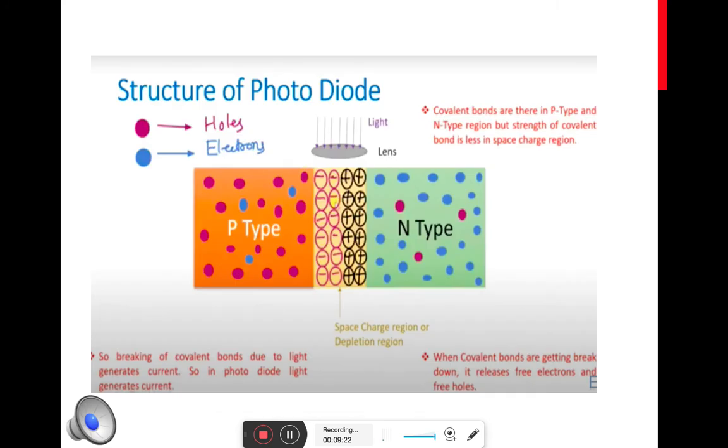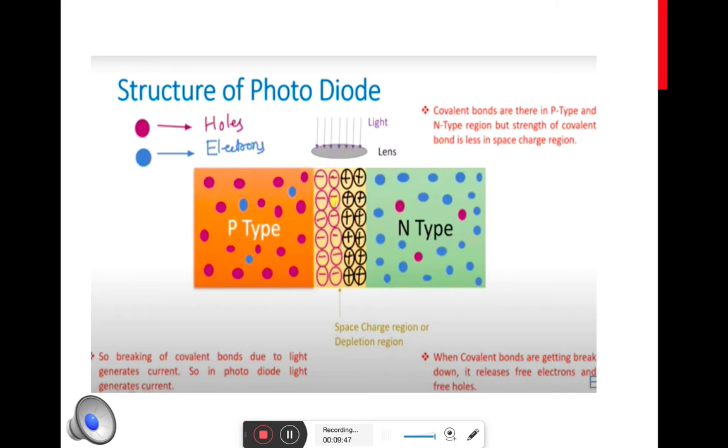This is the structure of a photodiode. The anode is connected to p-type material, the cathode is connected to n-type material. In p-type material, the majority carrier is holes and the minority carrier is electrons, as shown here in the figure. And in n-type material, the majority carrier is electrons and the minority carrier is holes.